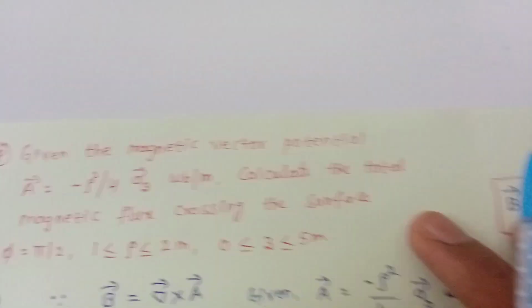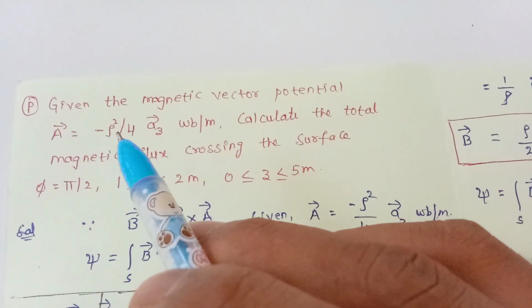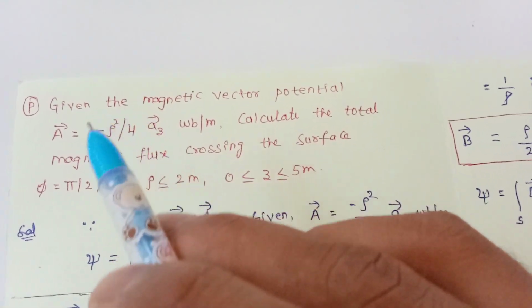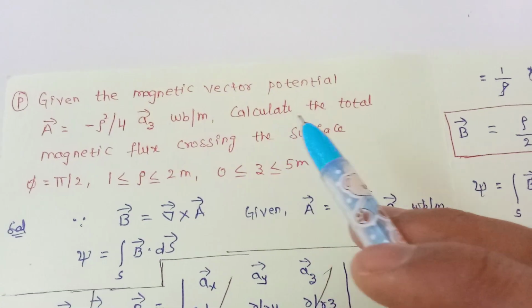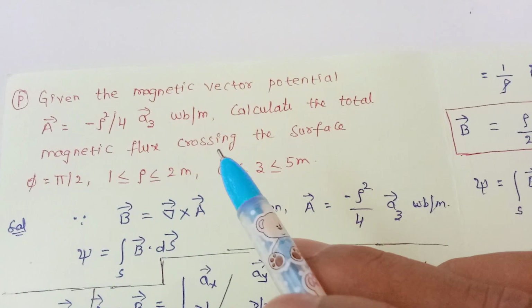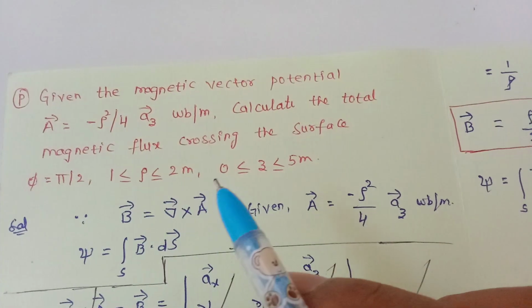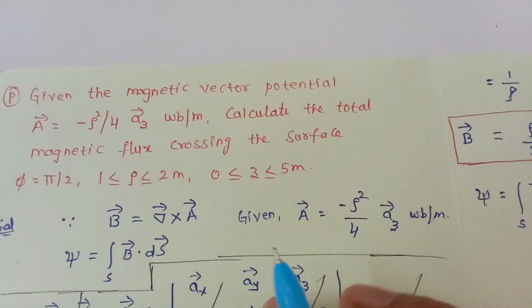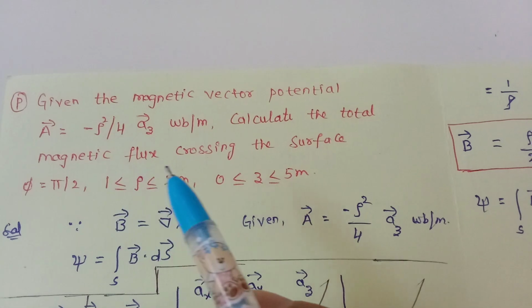Then coming back to the vector magnetic potential, observe that the given magnetic vector potential A bar is equal to minus rho square upon 4 along the z direction. They have given it in circular cylindrical coordinates, in Weber per meter. They said to calculate the total magnetic flux crossing the surface phi equals pi by 2, rho is 1 to 2 meters, z is 0 to 5 meters. Okay, see here they have given the magnetic vector potential. They said to determine the magnetic flux.